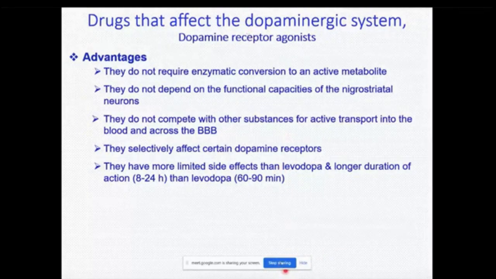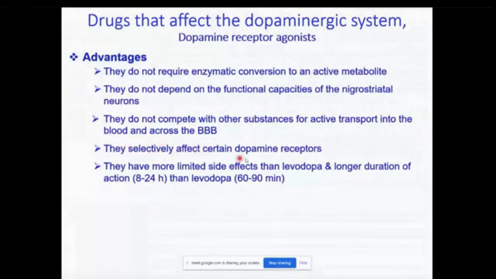If you consider this is the receptor, the dopamine receptor agonist will just activate the receptor right away. So this is the advantage of these drugs as compared to levodopa, which depends on other factors, including the L-amino acid transporter and the functional capacity of the degenerating neurons, and others.